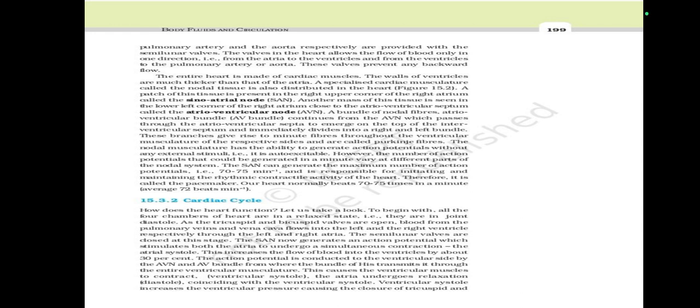Cardiac cycle. How does the heart function? Let us take a look. To begin with, all the four chambers of the heart are in a relaxed state. That is, they are in joint diastole. As the tricuspid and bicuspid valves are open, blood from the pulmonary veins and vena cava flows into the left and the right ventricle, respectively, through the left and right atria. The semilunar valves are closed at this stage.